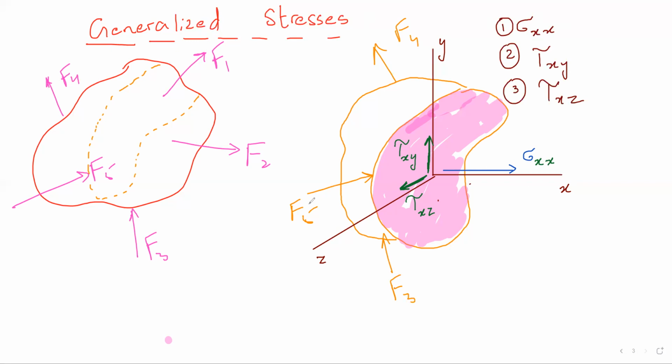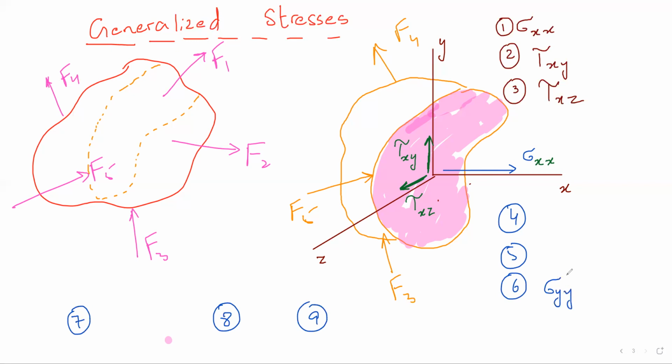So I will have on another face 4. What else? Yes, so 5, 6. You are right, actually. 7. Okay, I don't have space. 7. Then I have 8. Then I have 9. So you said sigma YY. Then I have sigma ZZ. Then on the sigma YY face, I will just keep on following the pattern: tau YX, tau YZ. On this plane, I will have tau Z, you fill in the blank. Tau ZX, tau ZY.